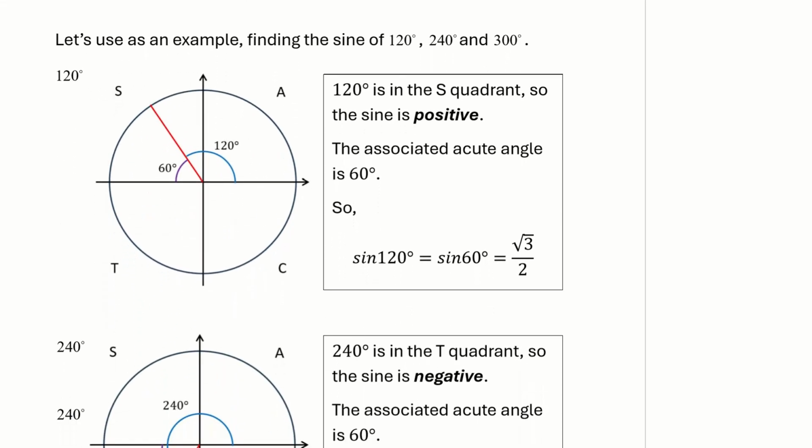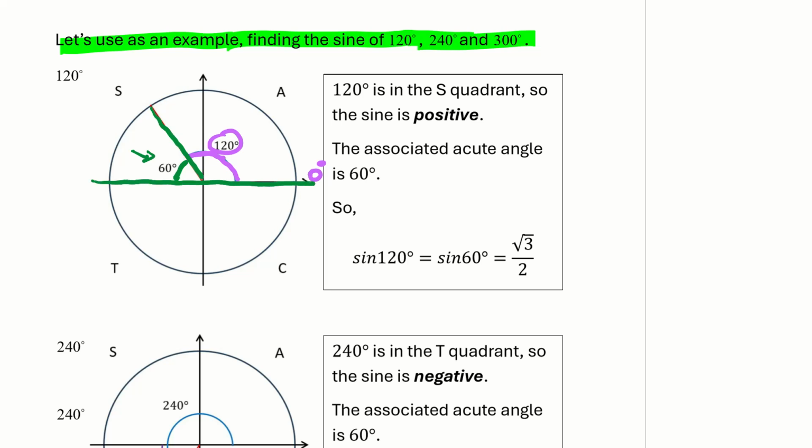So we're going to do an example. We're going to find the sine of 120, 240, and 300. So 120 degrees is here. We can see the angle clearly marked going from 0. The associated acute angle is this angle here, and it is always the angle between our line and the x-axis. So that one always goes to the x-axis. So this one is 60 degrees, and that tells us that the sine of 120 is equal to the sine of 60, and so it's root 3 over 2.